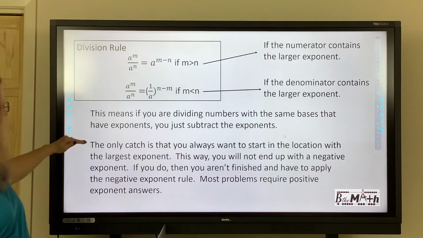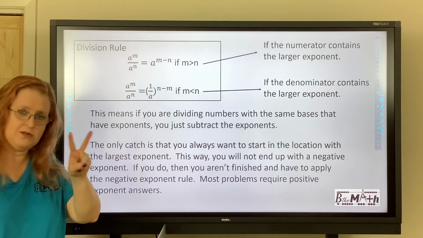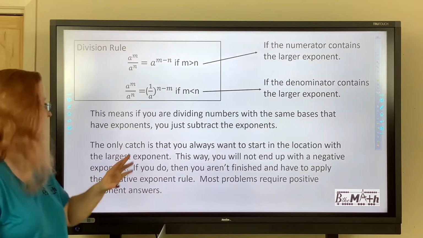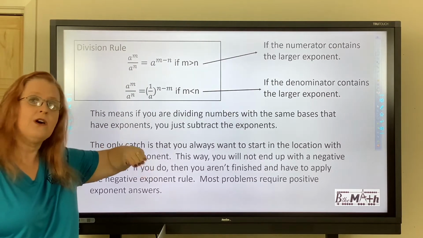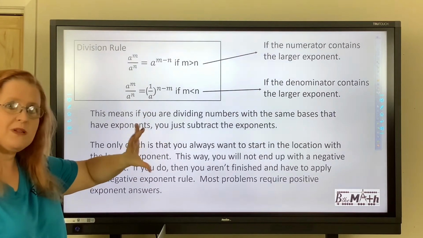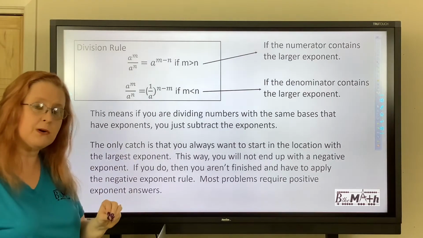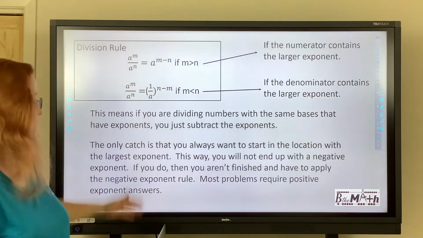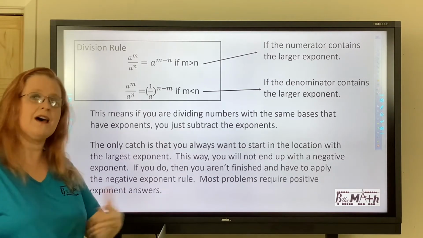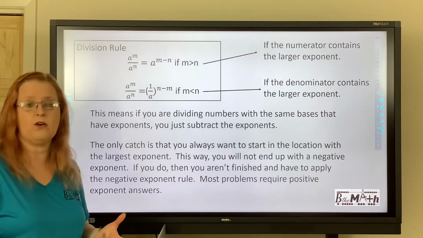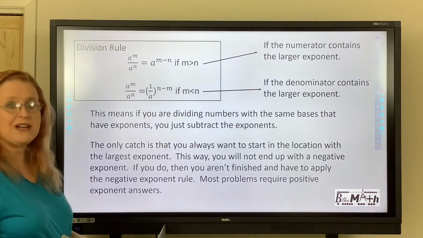And so the only catch is you need to look at the location. Now, numbers have two locations that they can be in. They can be in the numerator on top, or they can be in the denominator on the bottom. And those are the two places they can be. And so if you always work with the largest exponent, you won't end up with a negative exponent as you're working through the problem. Because if you do end up with a negative exponent, you have to apply another rule to the problem to simplify it all the way. And so most problems require positive exponent answers.